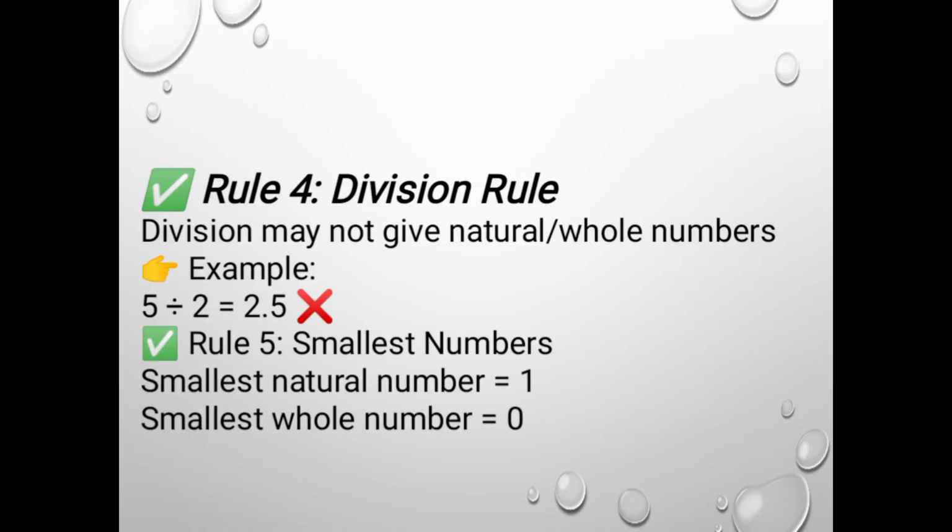Next property rule is the division rule. Division may not give natural or whole numbers. Example, 5 divided by 2 is equal to 2.5.